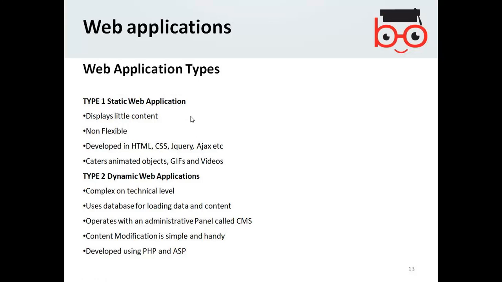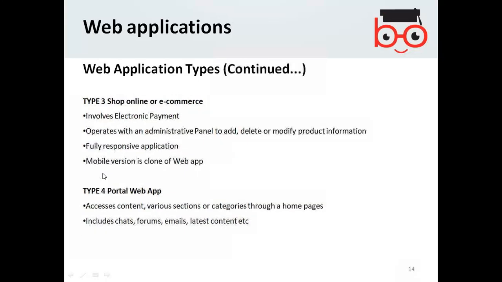Is that clear? Yeah. Then the online shop is also the third type of application, where you involve electronic payment and operate within an administrative panel to add, delete, and modify product information. It is a fully responsive application, and the mobile version is also a clone of the web app. Portal web accesses content from various sections or categories through home pages, and includes chat, forums, emails. So the third one is the online shop application. The fourth one is a web portal.